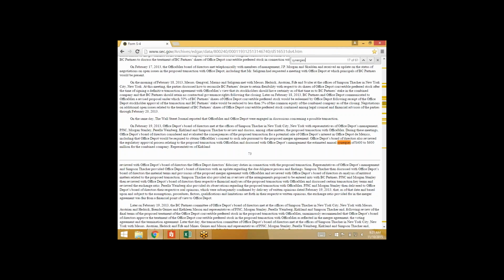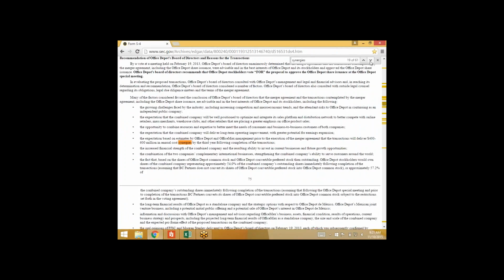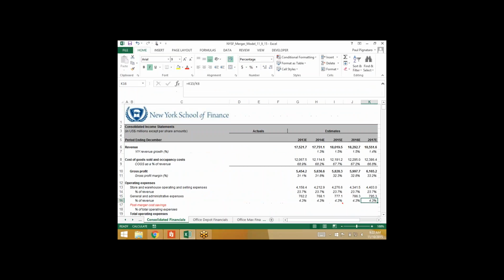And the way I'm going to do this is, it actually said in the press release that they expected to have achieved 400 by year 3. Here it is. The transaction will deliver 400 to 600 million in annual cost synergies by the third year following completion of the transaction. So that's projected year 3. So what I'm going to do is, by projected year 3, I'm going to take the midpoint.